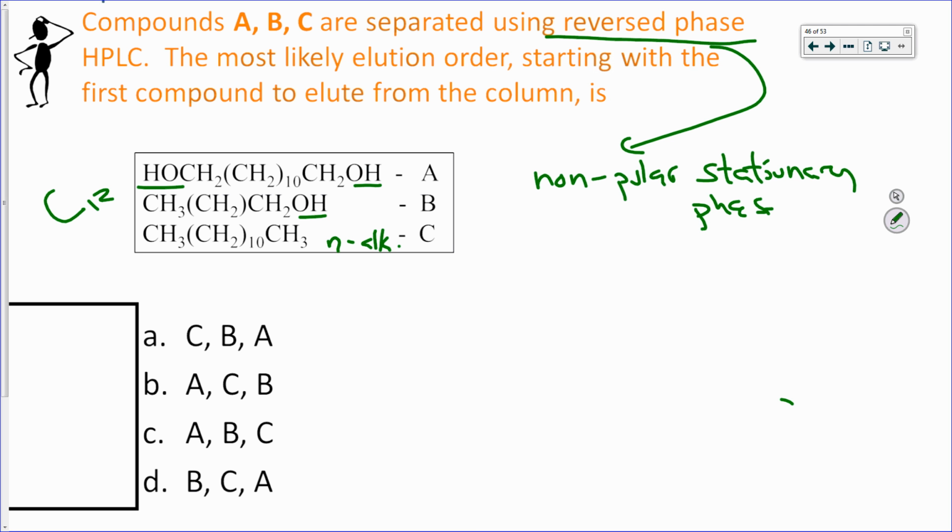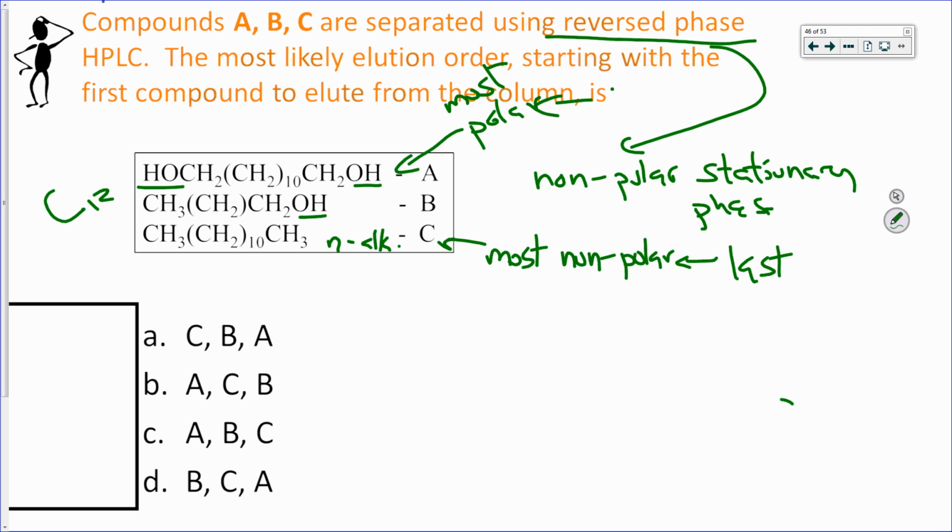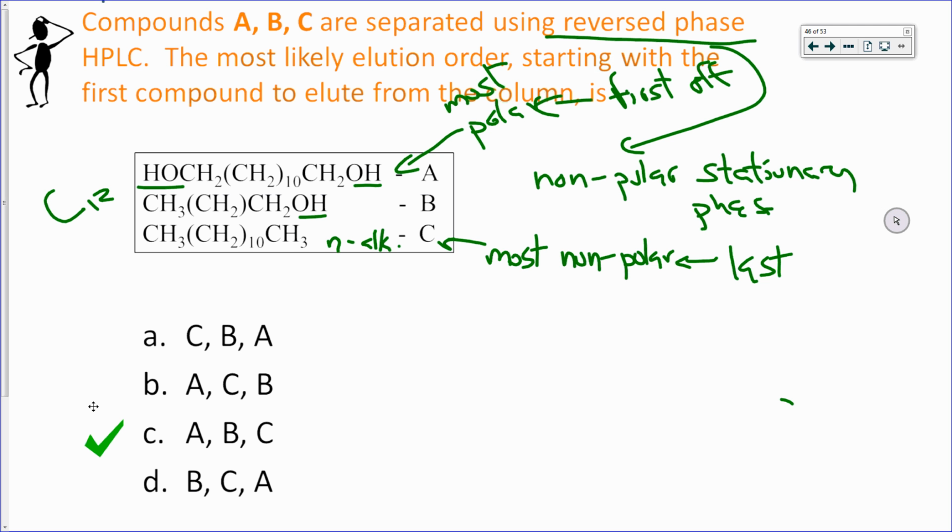So which one's the most nonpolar? A, B, or C? C is the most nonpolar. So most nonpolar, that means it matches that of the stationary phase. It's going to be the last one off the column. And the thing that's the most polar is the one with both alcohols. Most polar, first off the column. So I would expect the retention order to be ABC in this guy. Yep. All right, so you'll have a question like that, more likely.